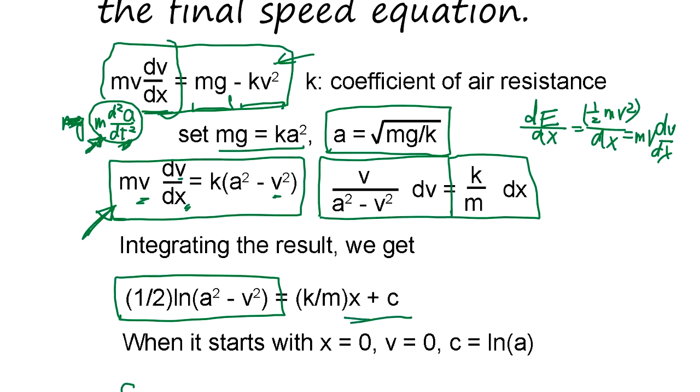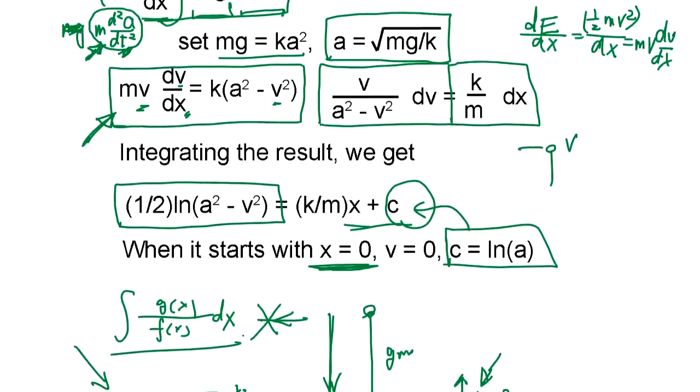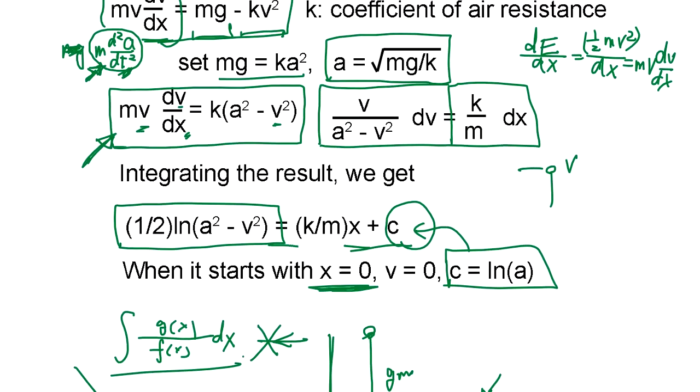So when it starts, x is 0. When it starts dropping, x is 0 and the velocity was 0. Then we can determine this coefficient, the constant value after integration. Okay, so this is the equation. So this shows that when it drops a certain distance, which is x, what the speed is.